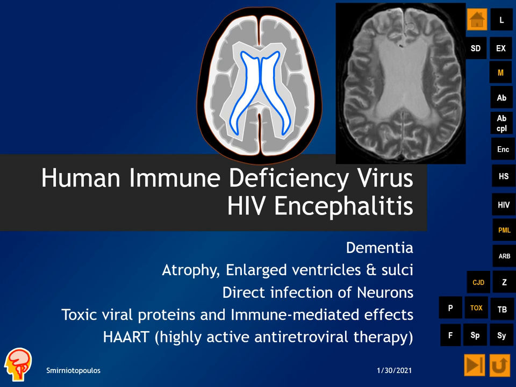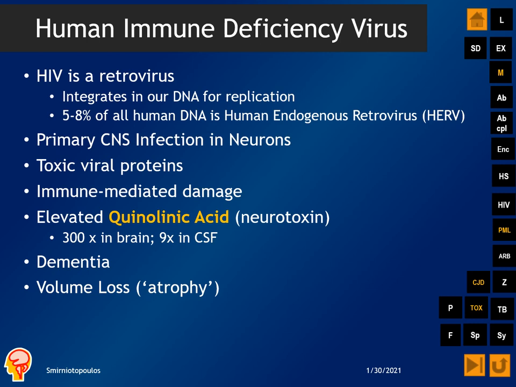So HIV is a retrovirus. It integrates into our human DNA, and about 5 to 8% of all human DNA is actually human endogenous retroviruses other than HIV. The primary CNS infection is in neurons. There's also immune-mediated damage, and patients are known to have elevated cerebral quinolinic acid, which is a neurotoxin, approximately 300 times higher than normal in the brain.